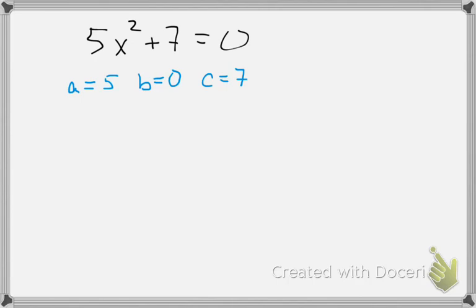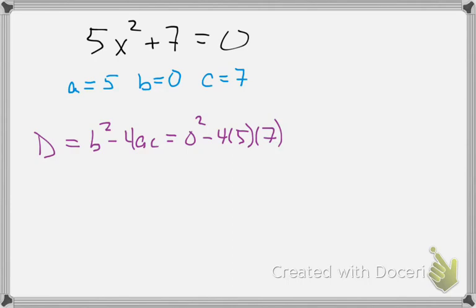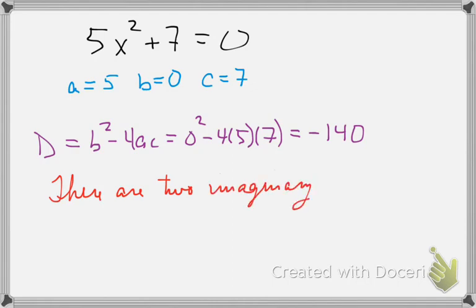In which case, if I'm doing the discriminant, D equals b squared minus 4ac. That would be 0 squared minus 4 times 5 times 7. That would wind up being negative 140. You guys agree? Which is negative. So what does that mean? There are two imaginary solutions.